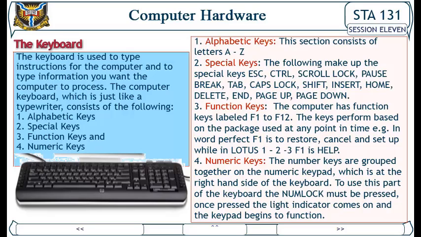3. Function keys. The computer has function keys labeled F1 to F12. The keys perform based on the package used at any point in time, e.g., in WordPerfect F1 is to restore, cancel, and set up, while in Lotus 1-2-3 F1 is help. 4. Numeric keys. The number keys are grouped together on the numeric keypad, which is at the right-hand side of the keyboard. To use this part of the keyboard, the num lock must be pressed. Once pressed, the light indicator comes on and the keypad begins to function.